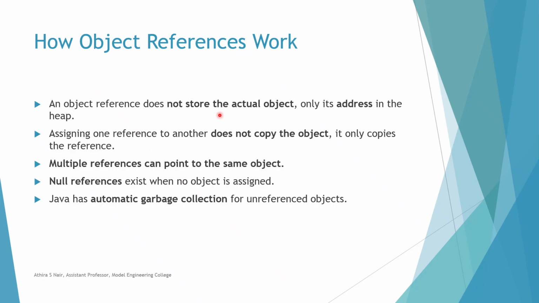An object reference does not store the actual object, only its address in the heap. Assigning one reference to another does not copy the object, it only copies the reference. Multiple references can point to the same object. Null references exist, but no object is assigned. And Java has automatic garbage collection for unreferenced objects.